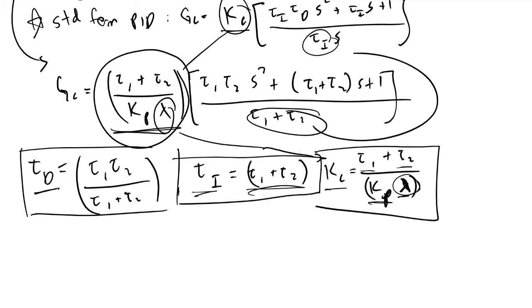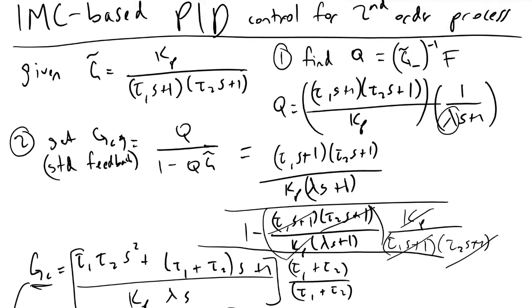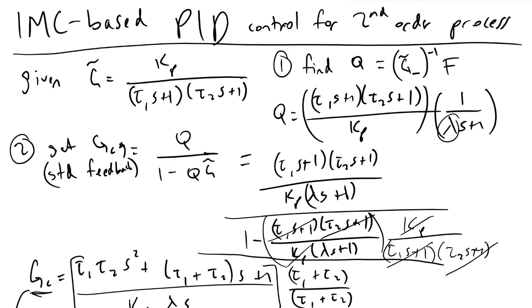This wraps up how we're able to take a second order process with no dead time and apply the IMC method to obtain the tuning parameters for a PID controller.